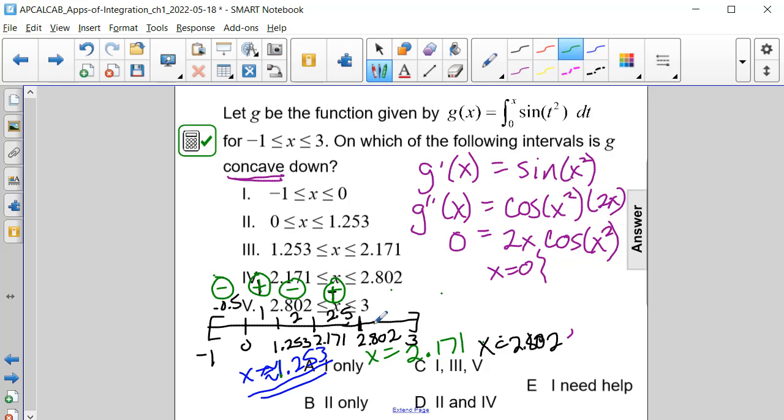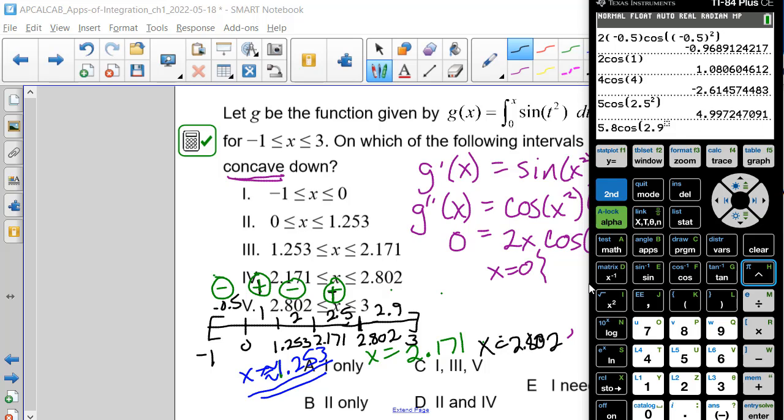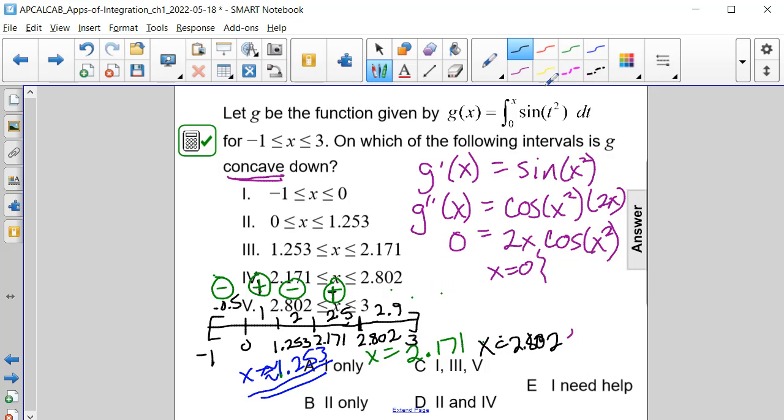And then in between 2 and 802 thousandths and 3, we could pick 2 and 9/10. And 2 times 2 and 9/10 will be 5 and 8/10. And then we have the cosine of 2.9 squared. Close the parenthesis around that, and we get a negative value. So that means we have concave down again.